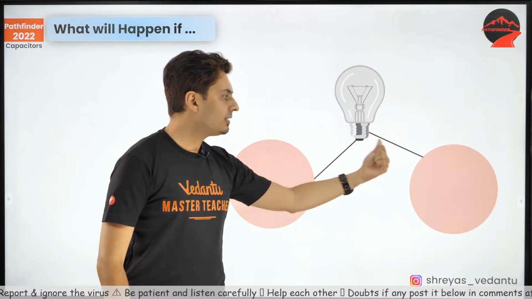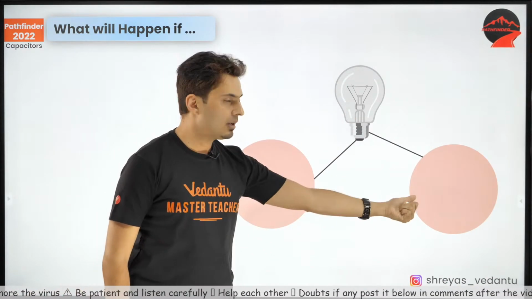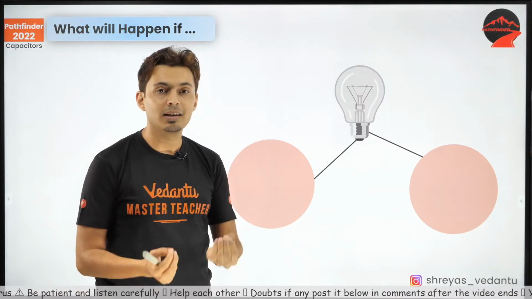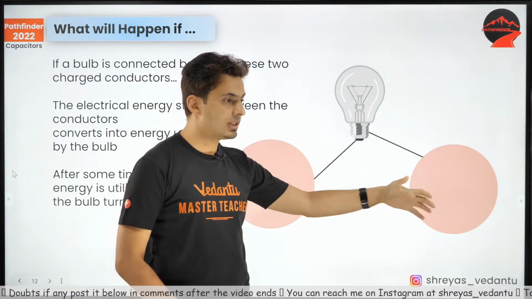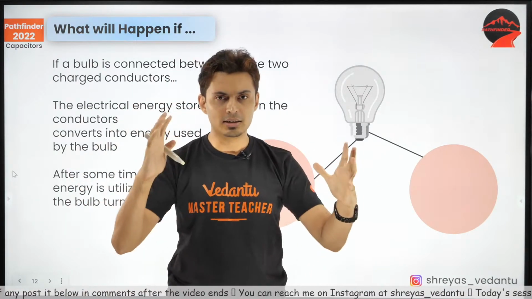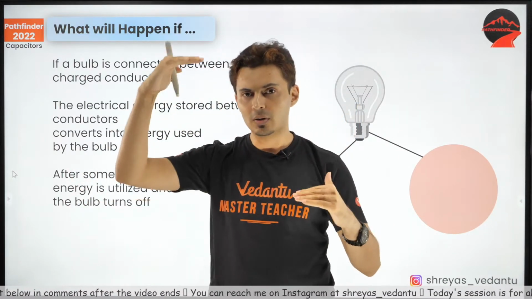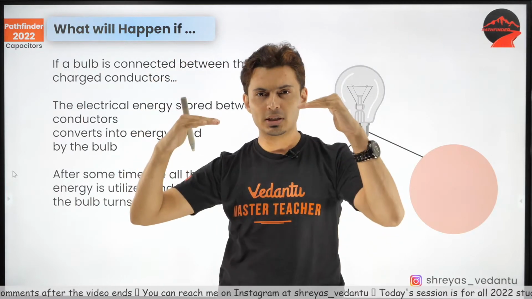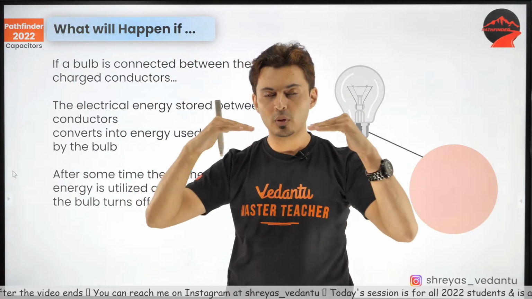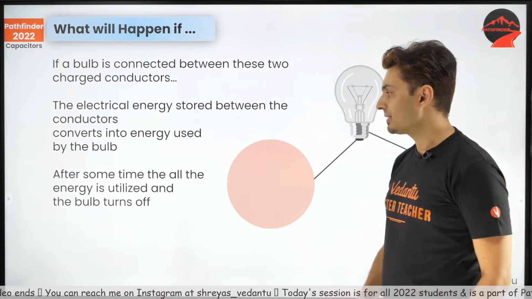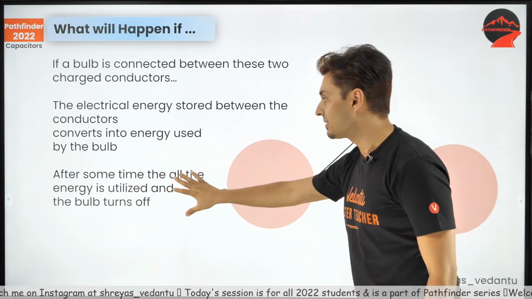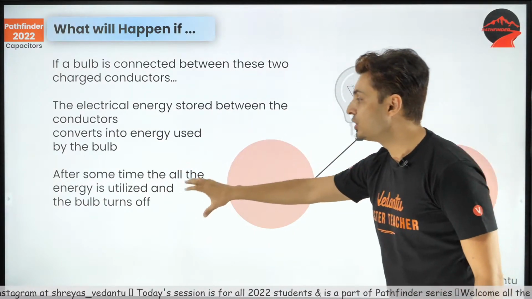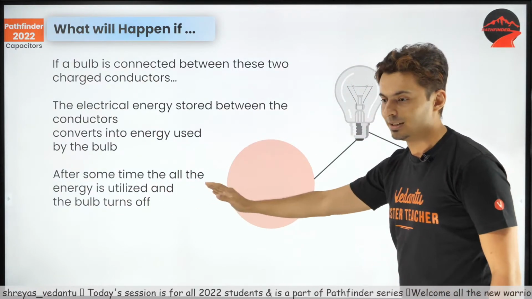So this device, these two red conductors, is nothing but an energy storing device, and it supplies that energy till both the conductors are at the same potential. All right, one is at high, one is at low, their potentials become equal, there is no more flow of current. That kind of device is nothing but a capacitor. So you can see that after some time all the energy gets utilized and the bulb will turn off.